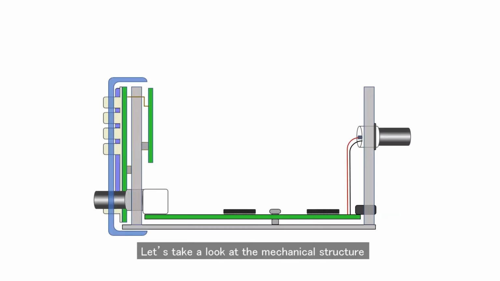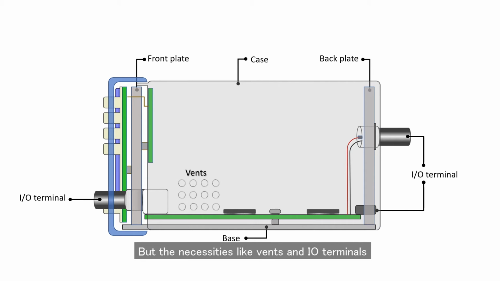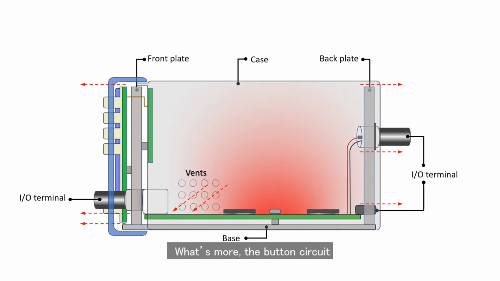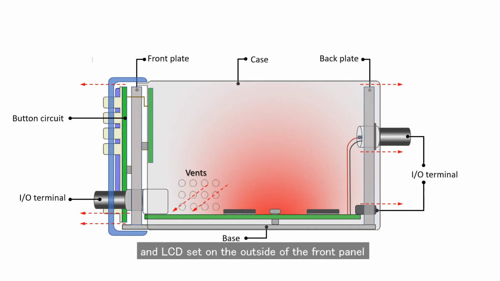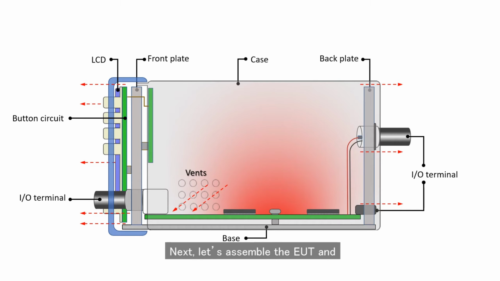Let's take a look at the mechanical structure. Metal base, front plate, back plate, and a case can prevent EMI from leaking, but the necessities like vents and I/O terminals will leave some gaps and cause the leakage of EMI. What's more, the button circuit and the LCD set on the outside of the front panel will also cause the leakage of the interior EMI. Next, let's assemble the EUT and use probe to check from where the 400 MHz and 600 MHz signals will come out.